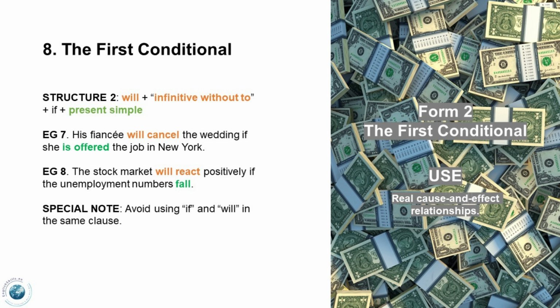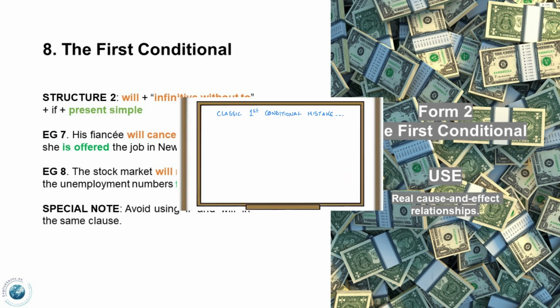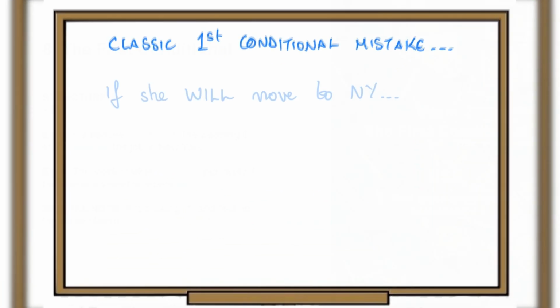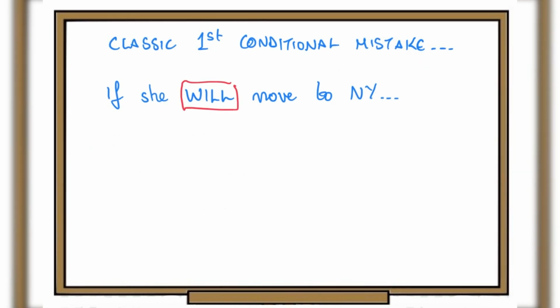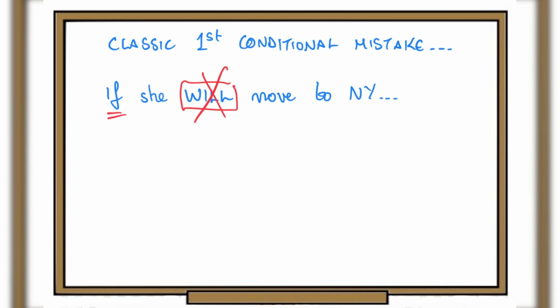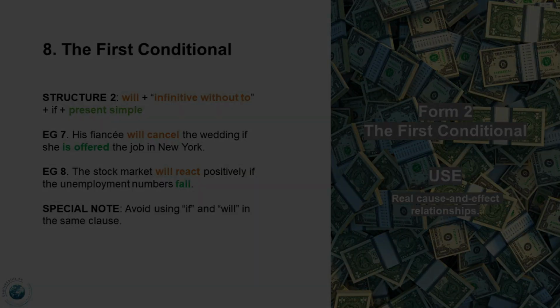Special note. Avoid using if and will in the same clause. This is a very common mistake. For example, if she will leave to New York, her fiancé will not move with her. The will in the first clause is an error and sounds awkward to native speakers of English. If she leaves to New York is the correct structure of the condition clause here.